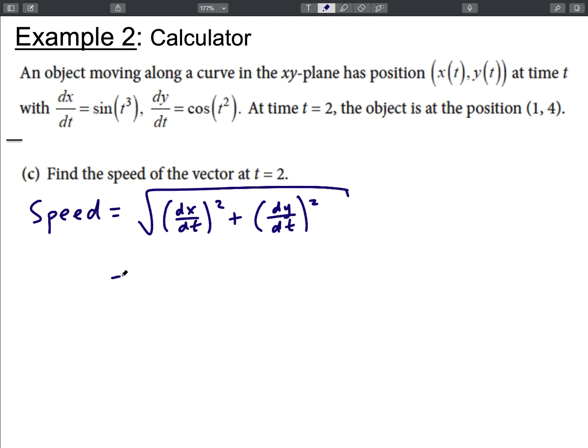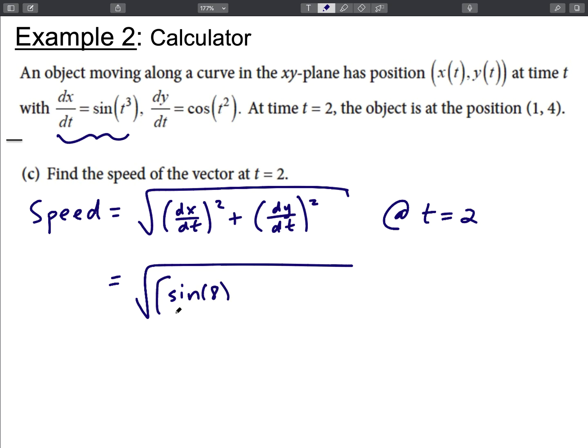Then for our purposes, we are still doing it at t equals 2. So I think we're going to have a big square root. We're going to have dx/dt, but evaluated at 2. If I go up to dx/dt, it's sine of t cubed. 2 cubed is 8, so we're going to have the sine of 8, and that is going to be squared. Then we're going to add it to dy/dt at t equals 2. dy/dt is cosine of t squared. 2 squared is 4, so we'll have the cosine of 4, and then we'll square this quantity as well. If you take this into your calculator, I got approximately 1.186.